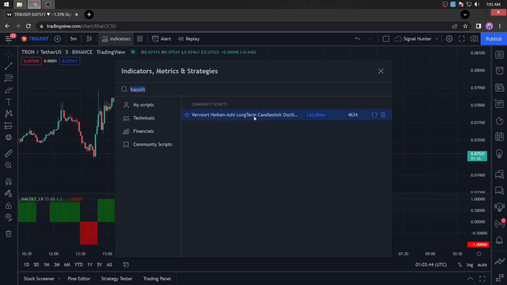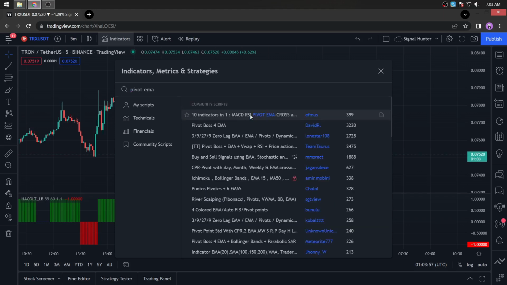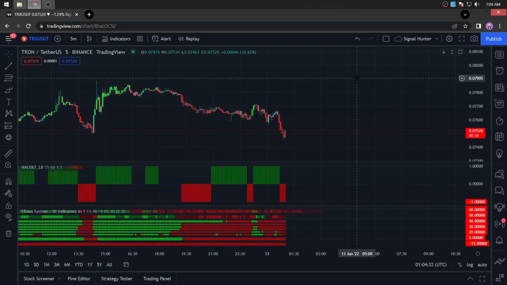So now I have to add our second indicator. The second indicator's short name is Pivot EMA. So I simply write Pivot EMA here. Once I write it, you can see one indicator by EFMAS. The indicator name is 10 indicators in one MACD RSI Pivot EMA. So I simply click to add it on my chart as well. Alright, we have successfully added our two indicators.